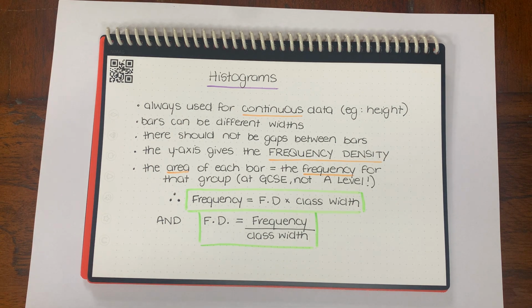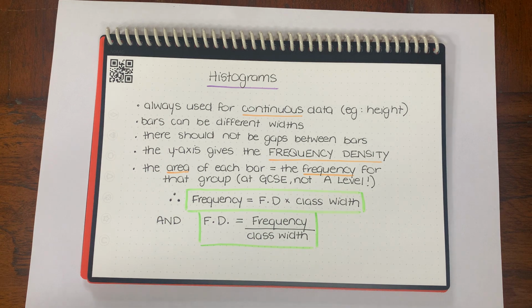So a few key things you need to know about histograms. The first is that they are always used for continuous data. So this is things that you can measure, like your height, your weight, the length of something, as opposed to bar charts, which are generally used for discrete data. So the number of hairs on your head, how many siblings you have, how many goals you've scored in a football match, and so on.